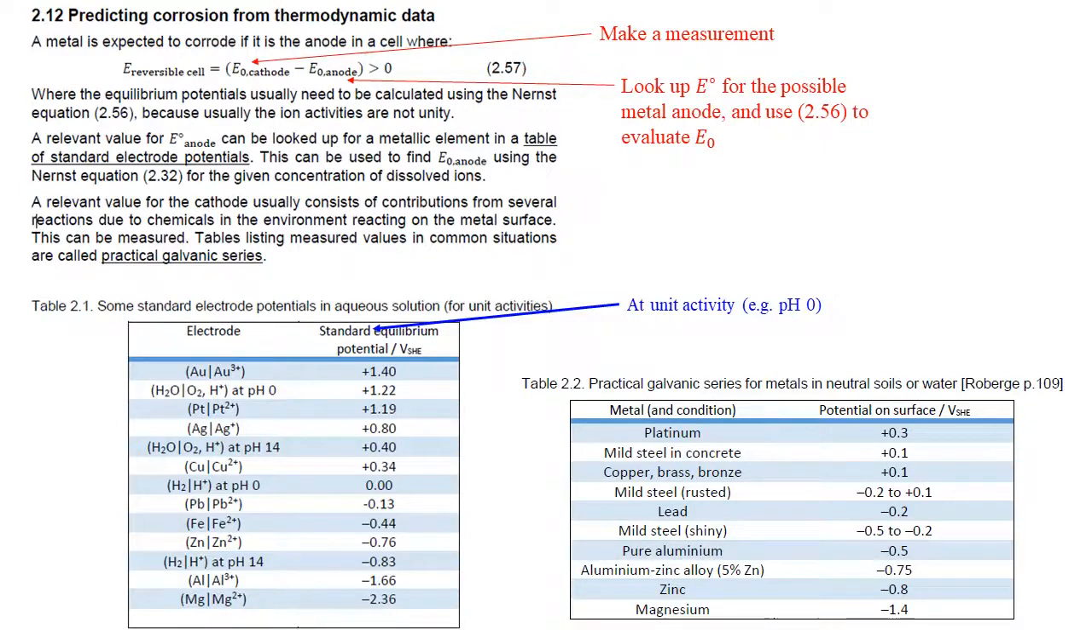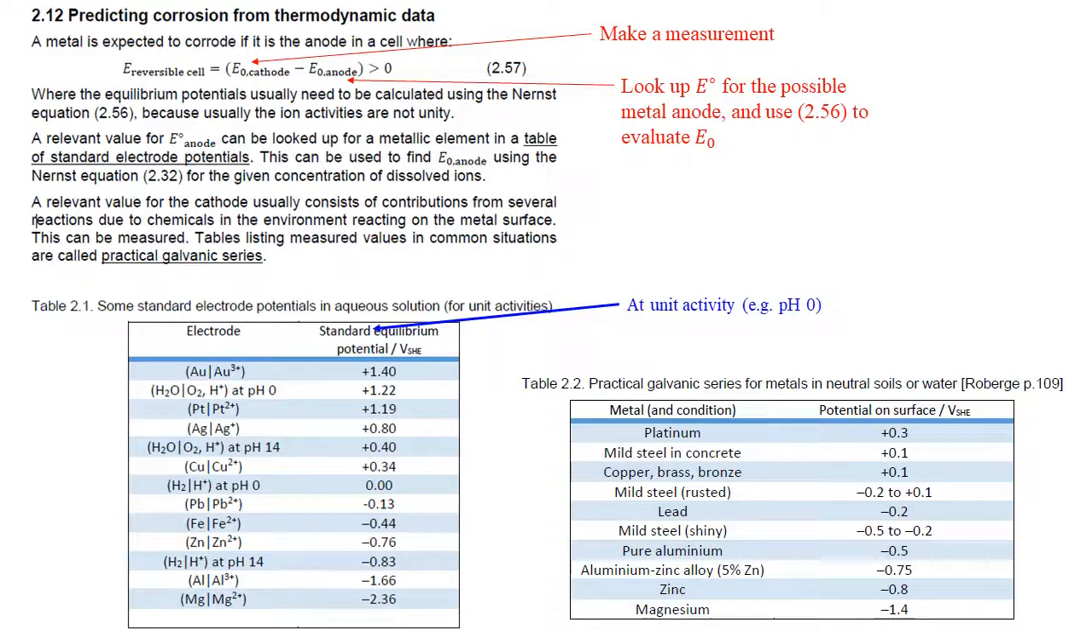So from equation 2.53 and the idea behind equation 2.26, we get this equation 2.57 saying if the reversible cell potential difference is positive with a metal anode, we predict the metal corrodes. So the reversible cell potential difference is the cathode equilibrium potential minus the anode equilibrium potential. The equilibrium potential for the possible metal anode is easy to deal with. We calculate it by finding the relevant standard equilibrium potential in the first table, table 2.1.